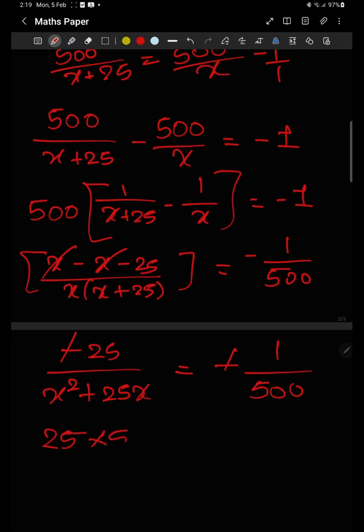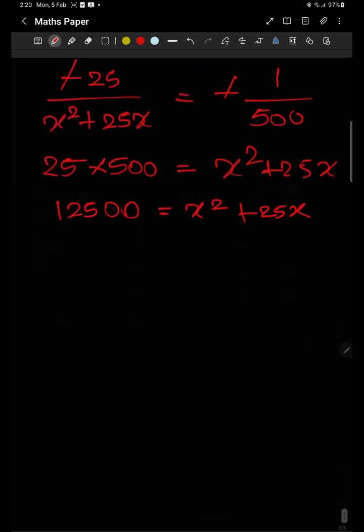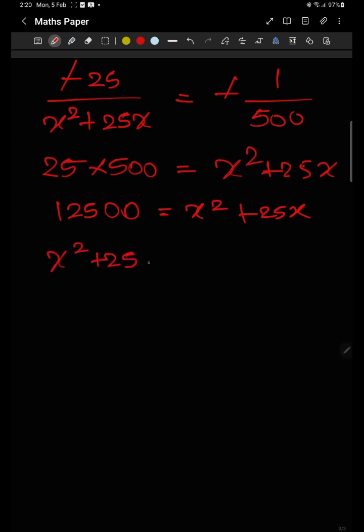25 into 500 is equal to 1 into x square plus 25x. That's it, 25 5s are 125, so 12,500 is equal to x square plus 25x. Here I'm going to shift this 12,500 to RHS, then it will get subtracted. x square plus 25x minus 12,500 is equal to 0. Here I got the quadratic equation. I am doing the splitting the middle term method.